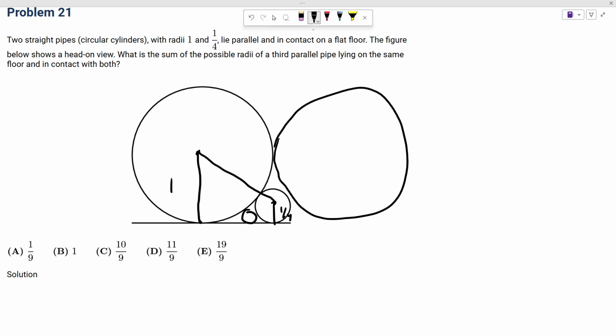Okay? So what we're going to do is, let's do the big case first. So, an interesting thing of note is that since this is 1/4, we have that this is 3/4. And since this is 1/4 and this is 1, this is 5/4. And if you notice something interesting, this is 1.